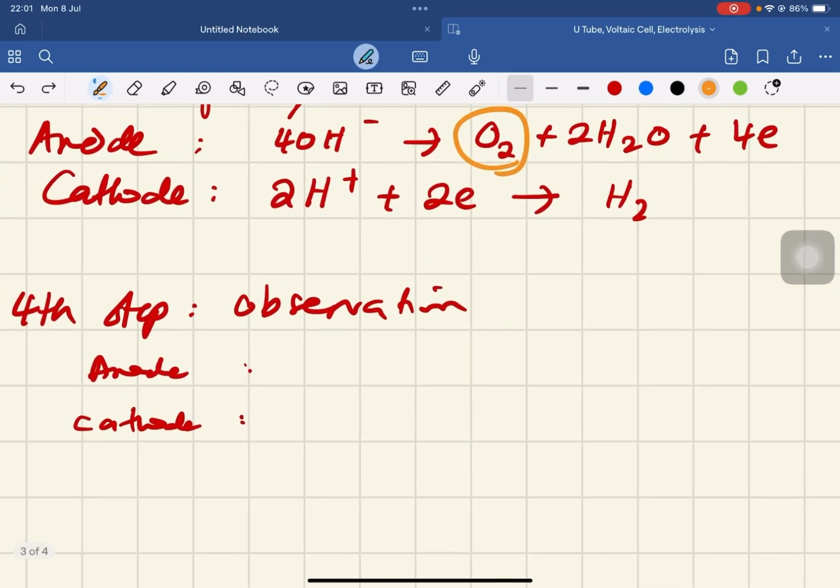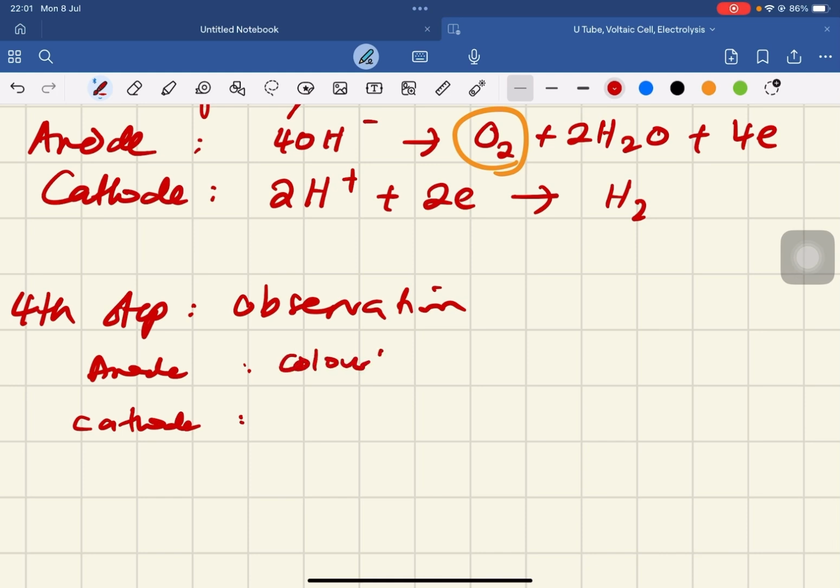Oxygen gas warna apa? So if you write colourless gas, then wrong. Kalau colourless gas kita tak nampak, and observation should be observable. Okay, kita patut boleh nampak dia punya observation. Okay, what change? So you must mention bubbles. Okay, colourless gas bubbles.